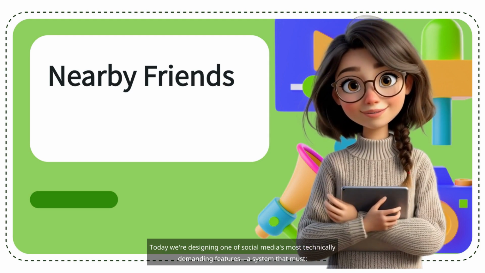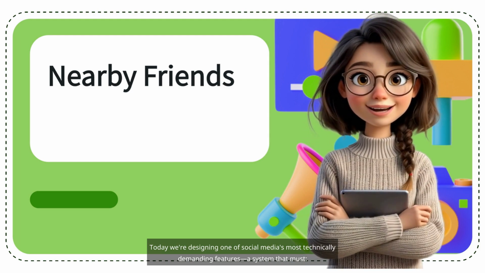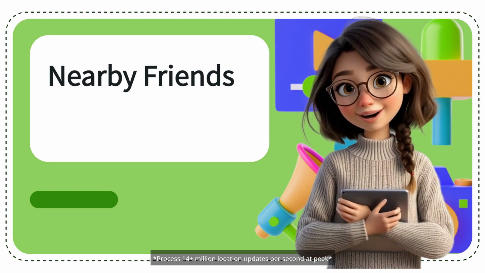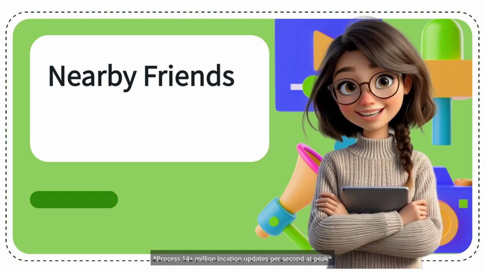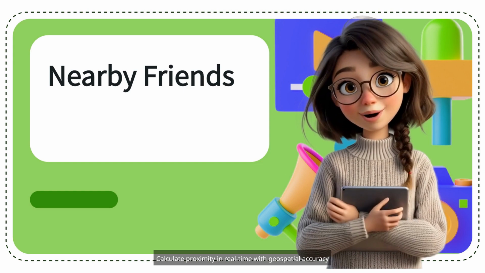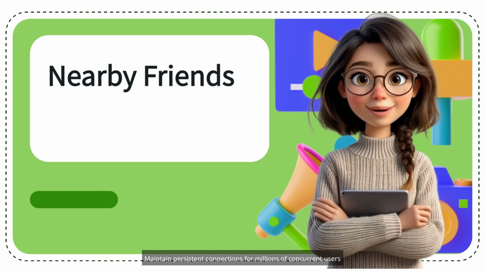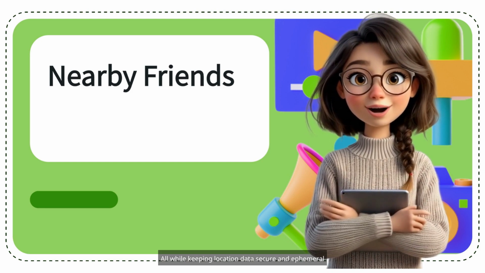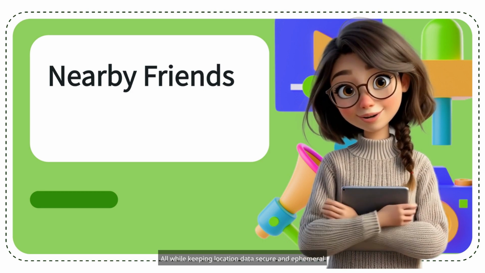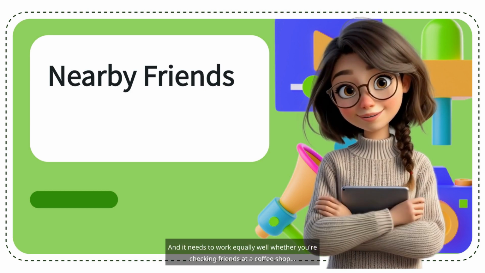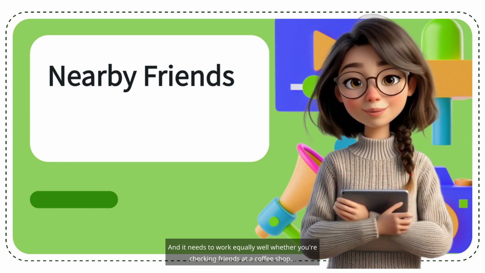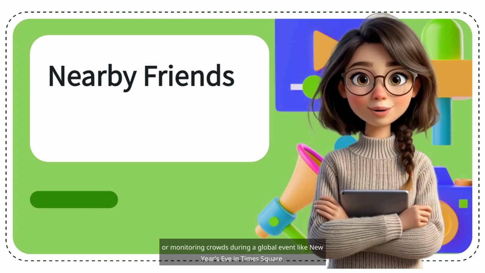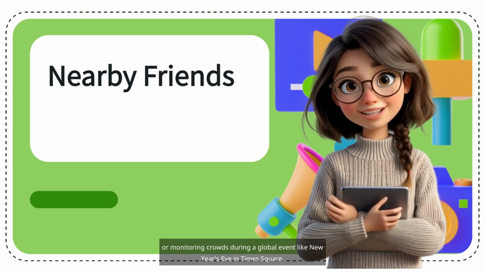Today, we're designing one of social media's most technically demanding features, a system that must process 14 plus million location updates per second at peak, calculate proximity in real time with geospatial accuracy, maintain persistent connections for millions of concurrent users, all while keeping location data secure and ephemeral, and it needs to work equally well whether you're checking friends at a coffee shop or monitoring crowds during a global event like New Year's Eve in Times Square.